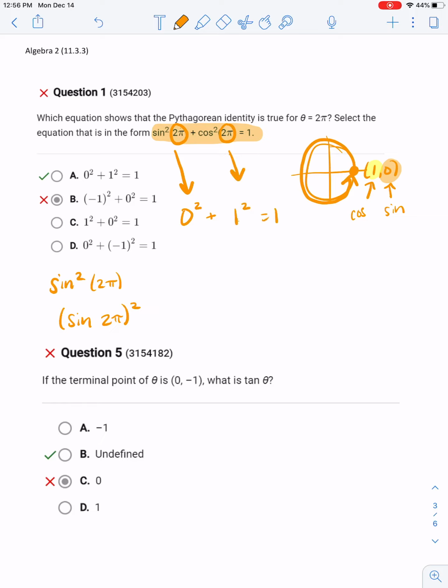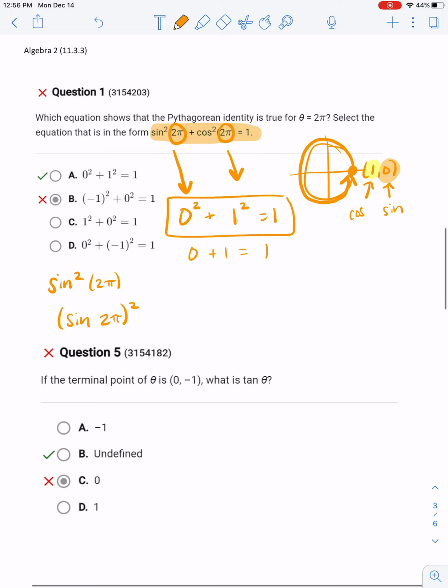So this question just asks me to show that the Pythagorean identity is true for this point. So right here, 0 squared plus 1 squared equals 1. If I actually solve that, it'd be 0 plus 1 equals 1, or 1 equals 1, and then you can kind of show it. But we're just looking to go this far to show the identity, okay?